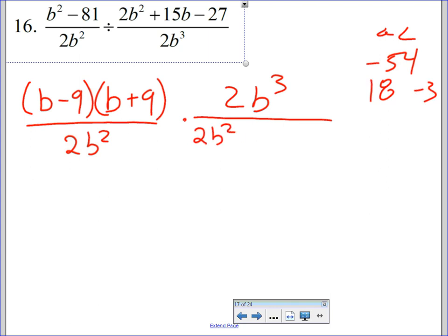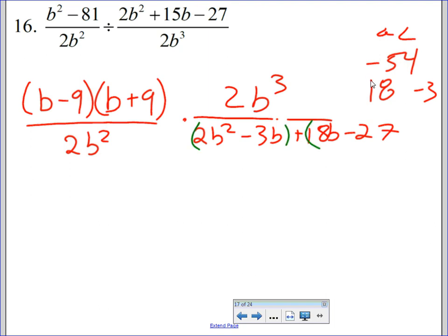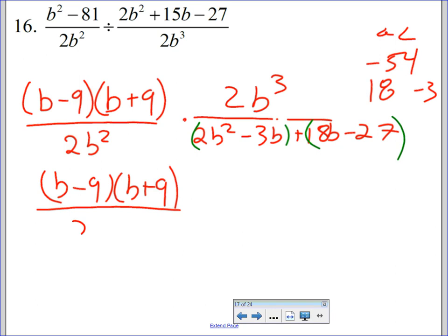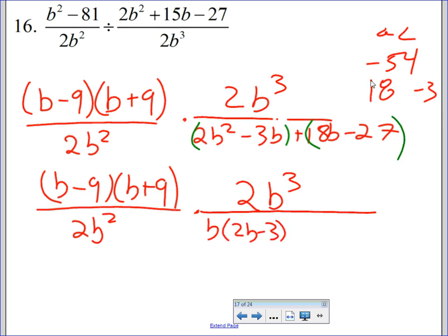So I'm going to have to do this in stages. It's going to be 2b squared plus 18b. Oh, actually, I like to do my negatives first. It's a good habit to get into. It makes things go a little bit smoother. Negative 3b plus 18b minus 27. And I'm going to have to group this and this. A lot of times I do these out to the side so I don't have too much writing, but I didn't think of it before I wrote on the board, so we'll do it all at once. And this is going to be b times 2b minus 3 plus 9 times 2b minus 3.